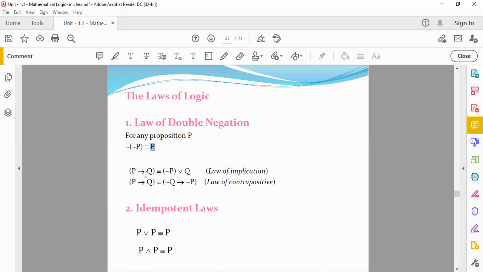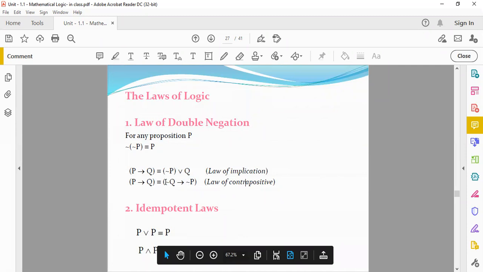Now P implies Q is equivalent to negation P or Q. What is another equivalent of P implies Q? Negation Q implies negation P. It is the equivalent of P implies Q only. Both are the same, and anyway we can mention either, no problem. But we have to mention that it is the law of implication. It is the law of contrapositive, reversing. Okay, we'll discuss contrapositive and some others.